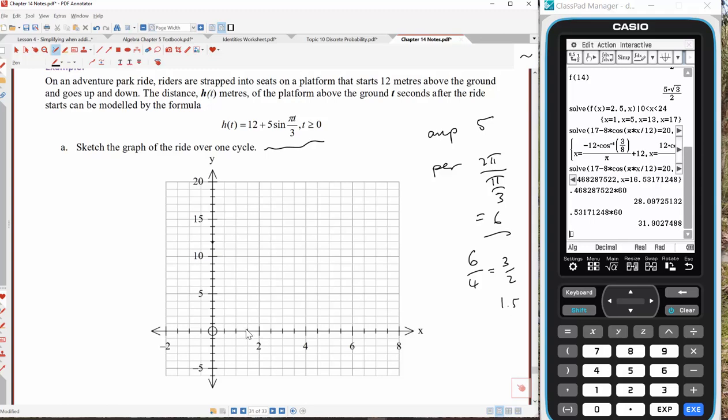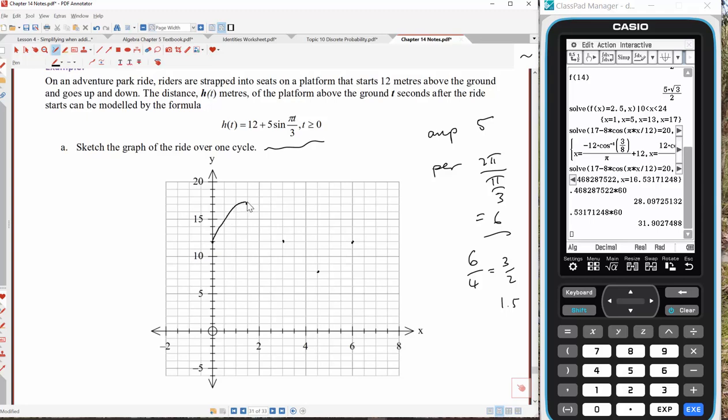So here's 1, here's 1.5. So the next key feature happens at 1.5. And what is the max going to be? 12 plus 5, it's going to be 17. All right, and then 1.5 more, that is going to be 3. We're back to the mean line. And then 4.5, is it? 3, 4.5, yeah. And the min is going to be 12 take 5, which is 7. There it is there. And then 4.5 plus 1.5 is going to be 6, back to the mean line.